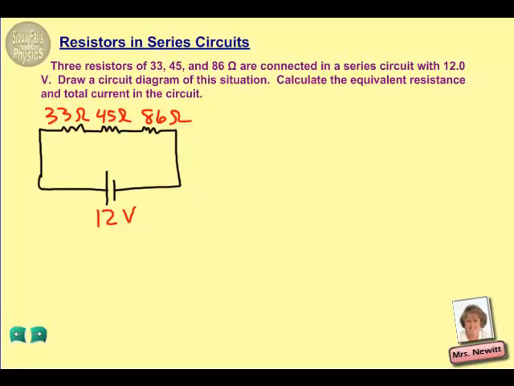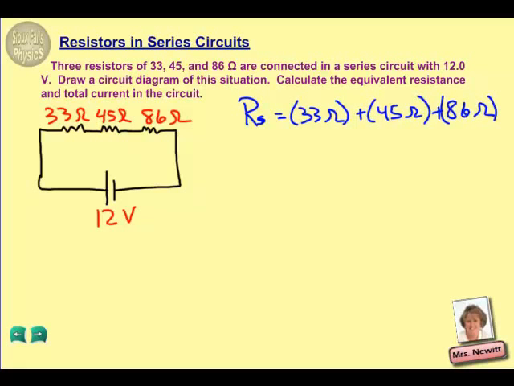Next, we would find our equivalent resistance. And remember that when in series, the resistance equivalent, or the series amount, is simply the 3 added together. So this time we will have 33 ohms, 45 ohms, and 86 ohms added together for a total equivalent resistance of 164 ohms.